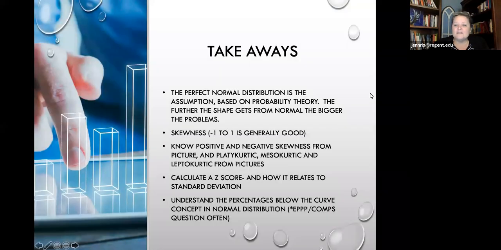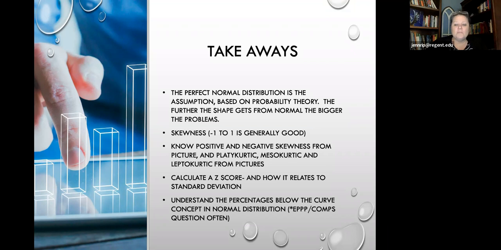Finally, these are the takeaways from this lesson. First, a perfect normal distribution is the assumption, based on probability theory, applied to all continuous variables or quantitative variables, kind of scales. So nothing that's categorical like gender, but continuous. The further the shape gets from normal, the bigger problems we have. We can measure symmetry in particular with the measurement of skewness, and a skewness score of -1 to 1 is generally considered good, and you're happy with that.